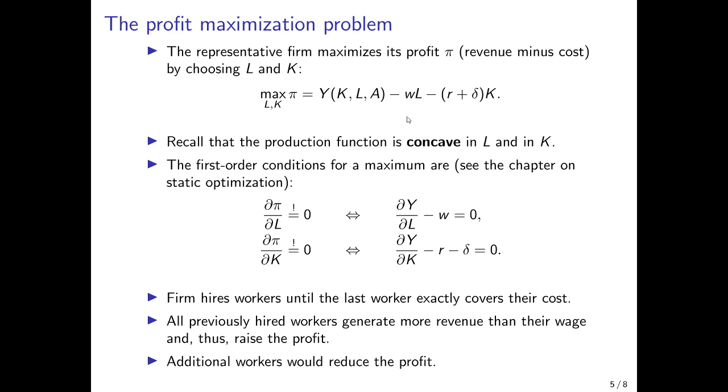And a similar argument holds true with respect to machines. The firm would employ or would rent more machines if the additional machine produces more revenue than it costs. And from the point onwards where the costs would be higher than the additional revenue, the firm does not hire or rent any more capital.